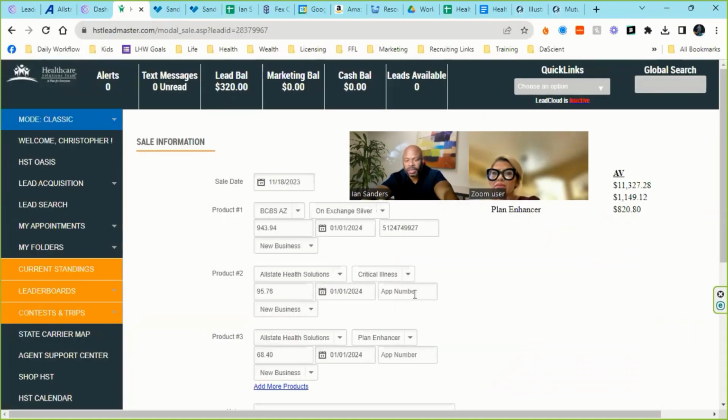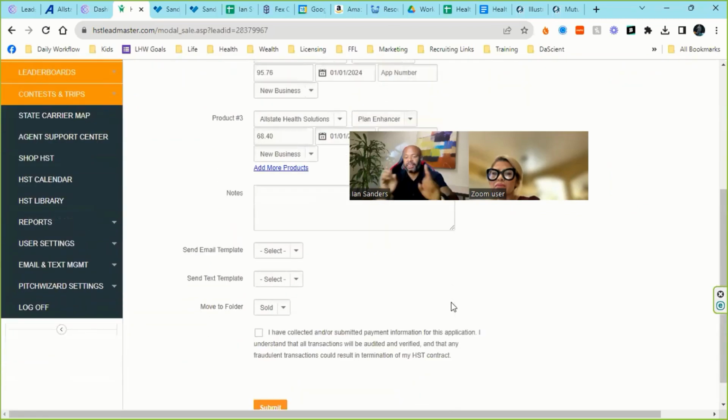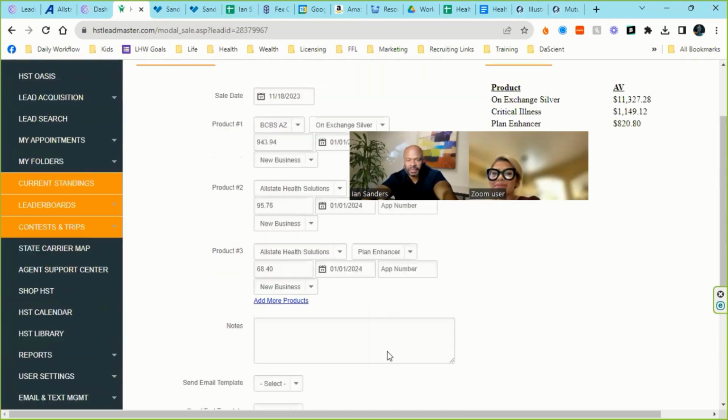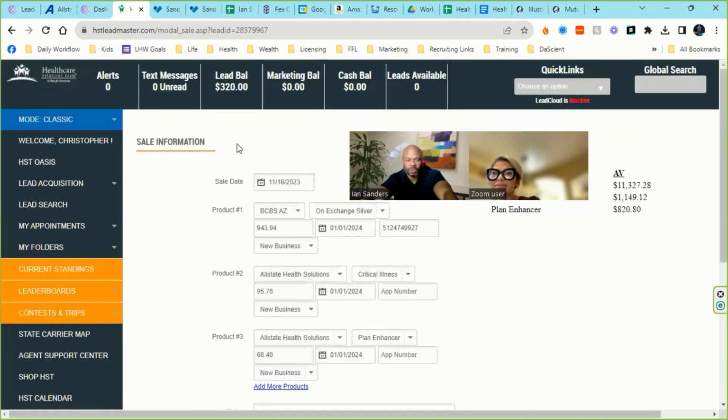The app numbers are going to be at the end of those applications, which we can't get to, obviously, because we didn't put it in, but you would put those here. Just make sure that you don't move on before you put those application numbers here. I have warned you because I made that mistake before, and then I had to call and ask. And so then you would just click this, I've collected, and then you hit submit, and then it'll submit it there. And that's how you get these lead balance credits.